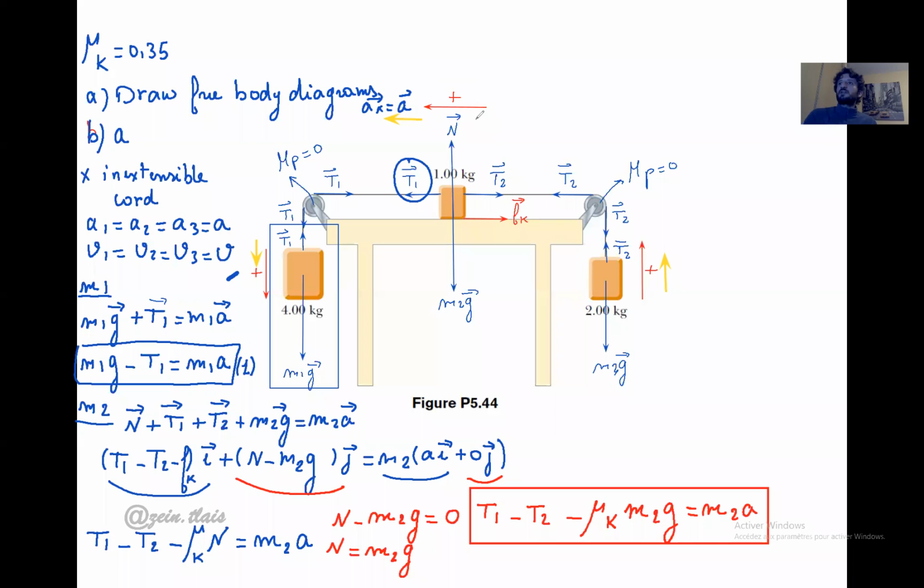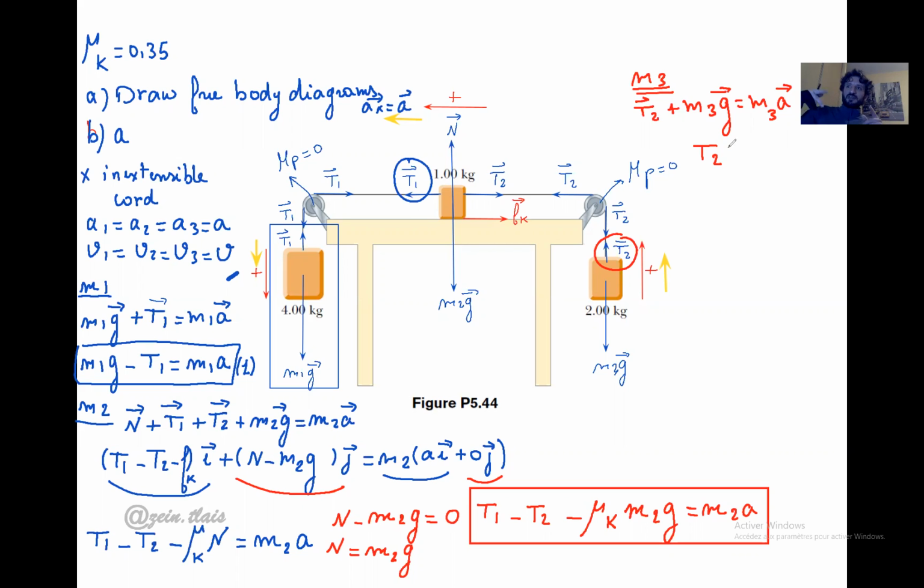For the third equation, we apply Newton's law on M3. What we have: T2 plus M3G equals M3A. T2 in the positive direction, so T2. We don't need to write i and j here because we have just one dimension. We don't have any force in the X direction.